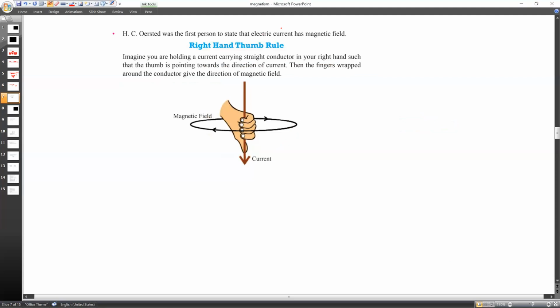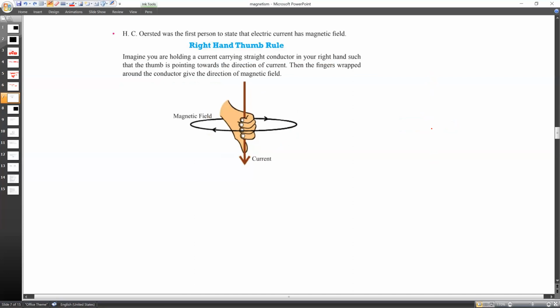Now, this rule, how the magnetic field lines look around a straight current carrying conductor, was given by the right hand thumb rule. Check in your copy from the previous class, do we have this right hand thumb rule written? Yes, sir. So what does the right hand thumb rule say?